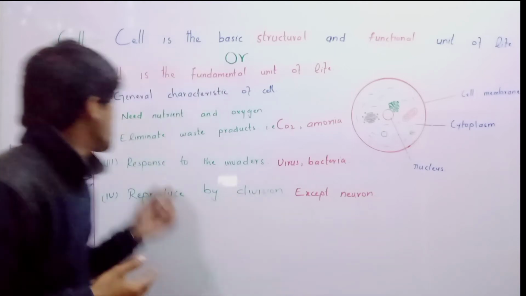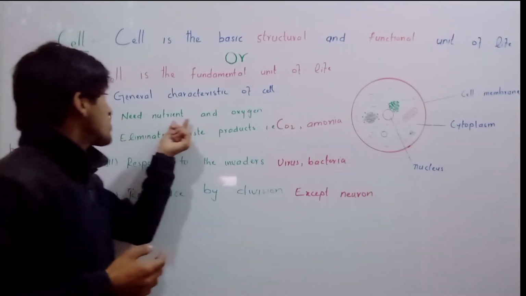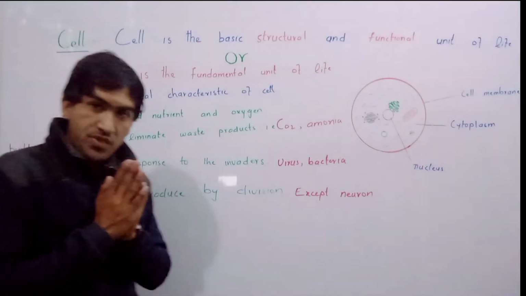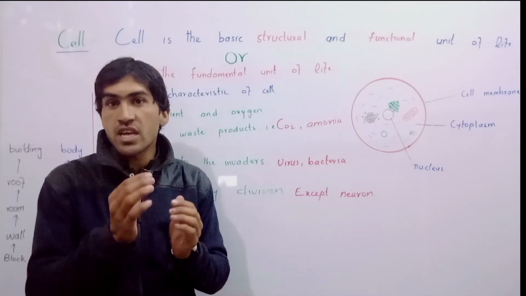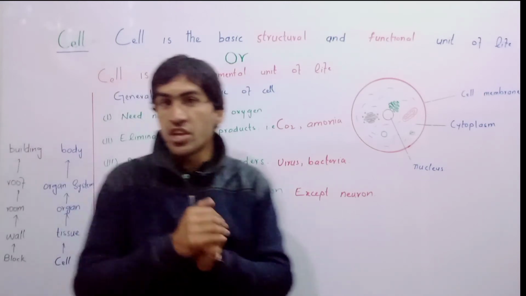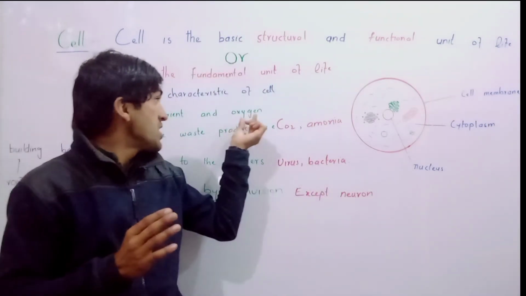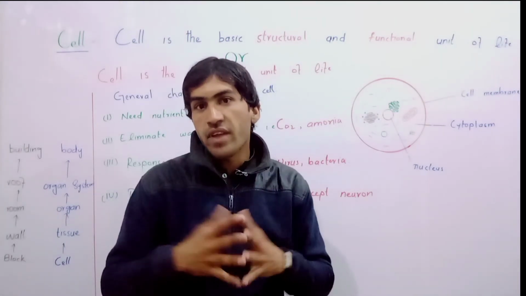Now come to the general characteristics of the cell. So the cell needs nutrients and oxygen. To maintain the life activities, the cell must need nutrients. Along with the nutrients, it must need oxygen for the various chemical reactions.